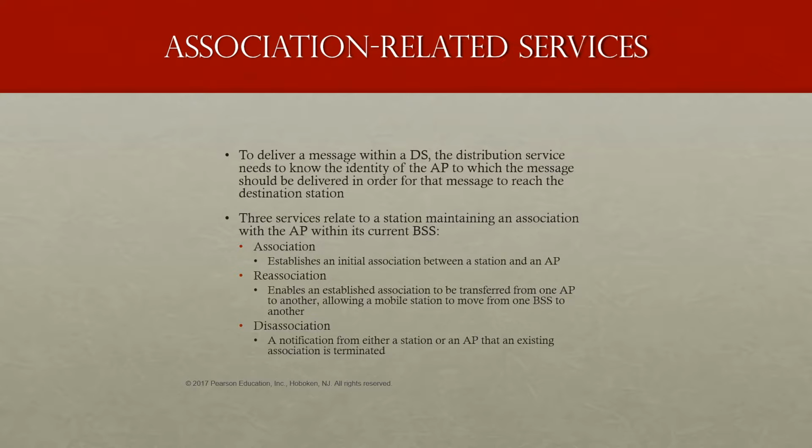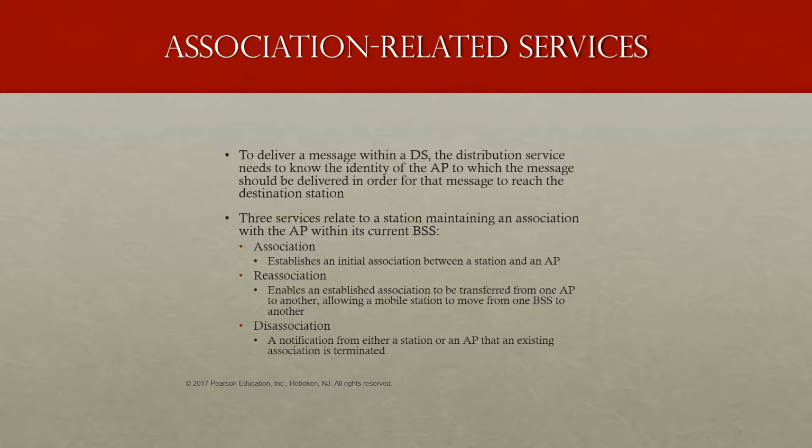Association-related services. To deliver a message within a DS, the distribution service needs to know where the destination station is located. Specifically, the DS needs to know the identity of the AP to which the message should be delivered in order for that message to reach the destination station. To meet this requirement, a station must maintain an association with the AP within its current BSS. Three services relate to this requirement.